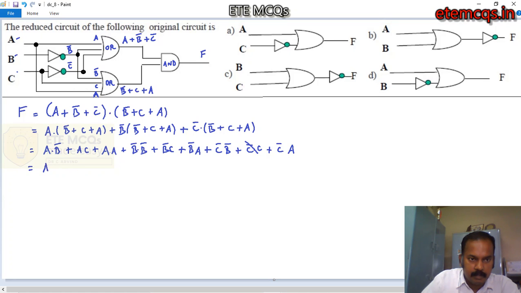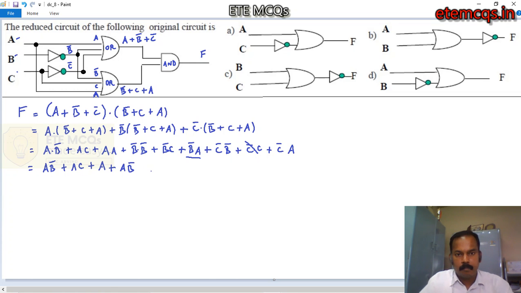So I'll be having A B bar Boolean OR with AC Boolean OR A. I'm just looking for the next. Based on commutative property, this term can be rearranged. So this becomes A B bar and then finally Boolean OR with A C bar.